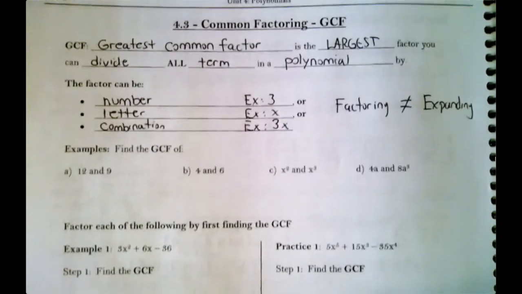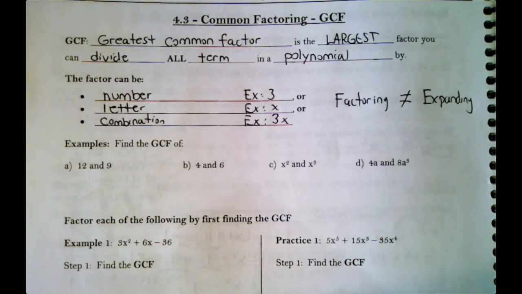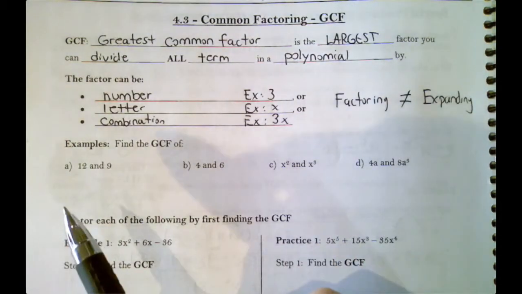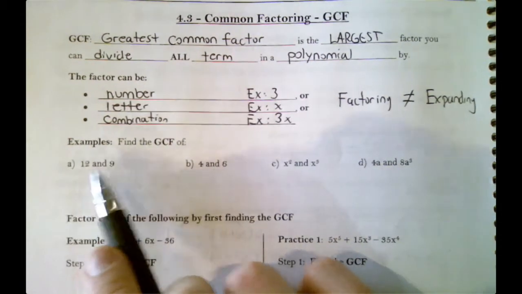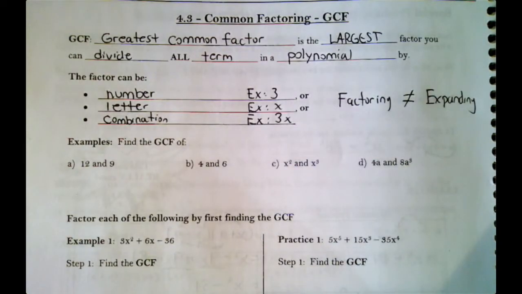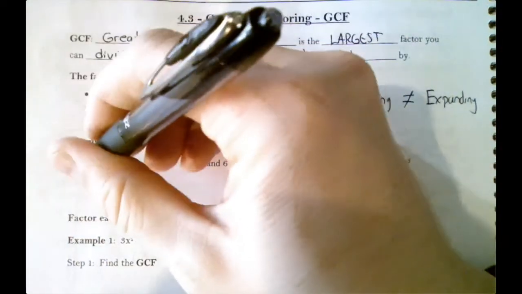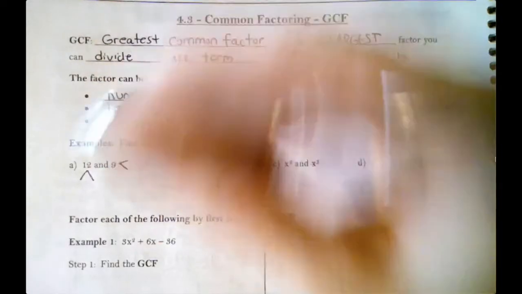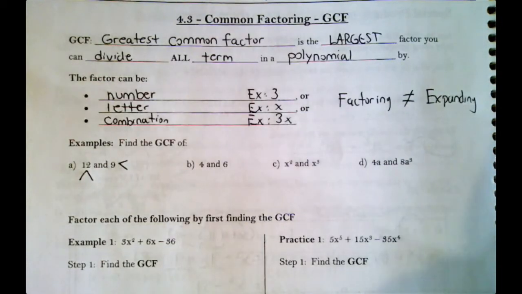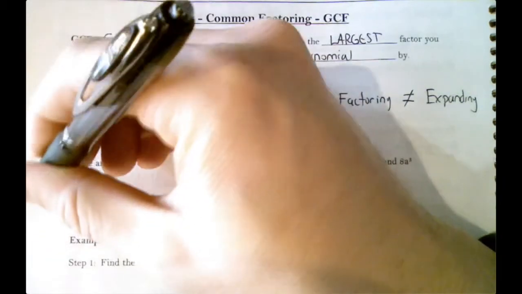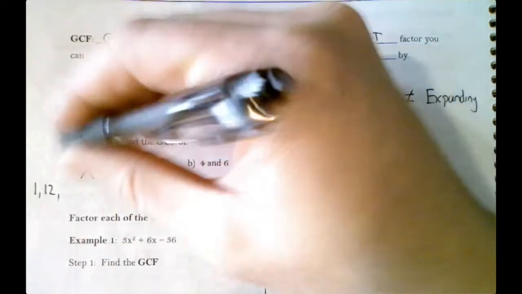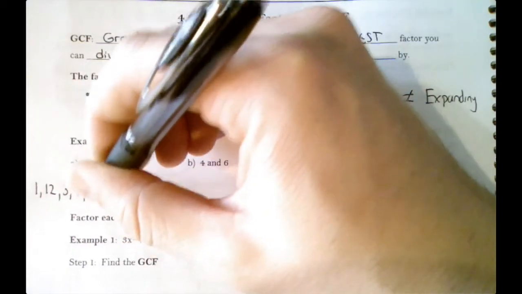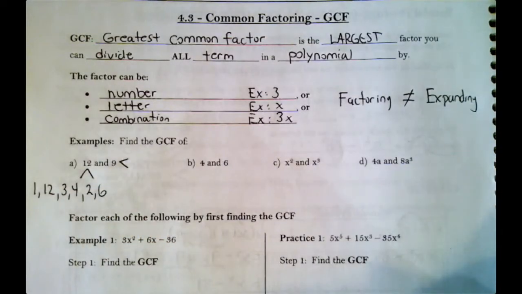So let's look for some GCFs. GCFs are the biggest number we can divide into 12 and 9. Well, to tell, you look at both 12 and 9. And you look for all of the factors. Well, 1 times 12 is 12. So is 3 times 4. And 2 times 6. Those are all the factors of 12.